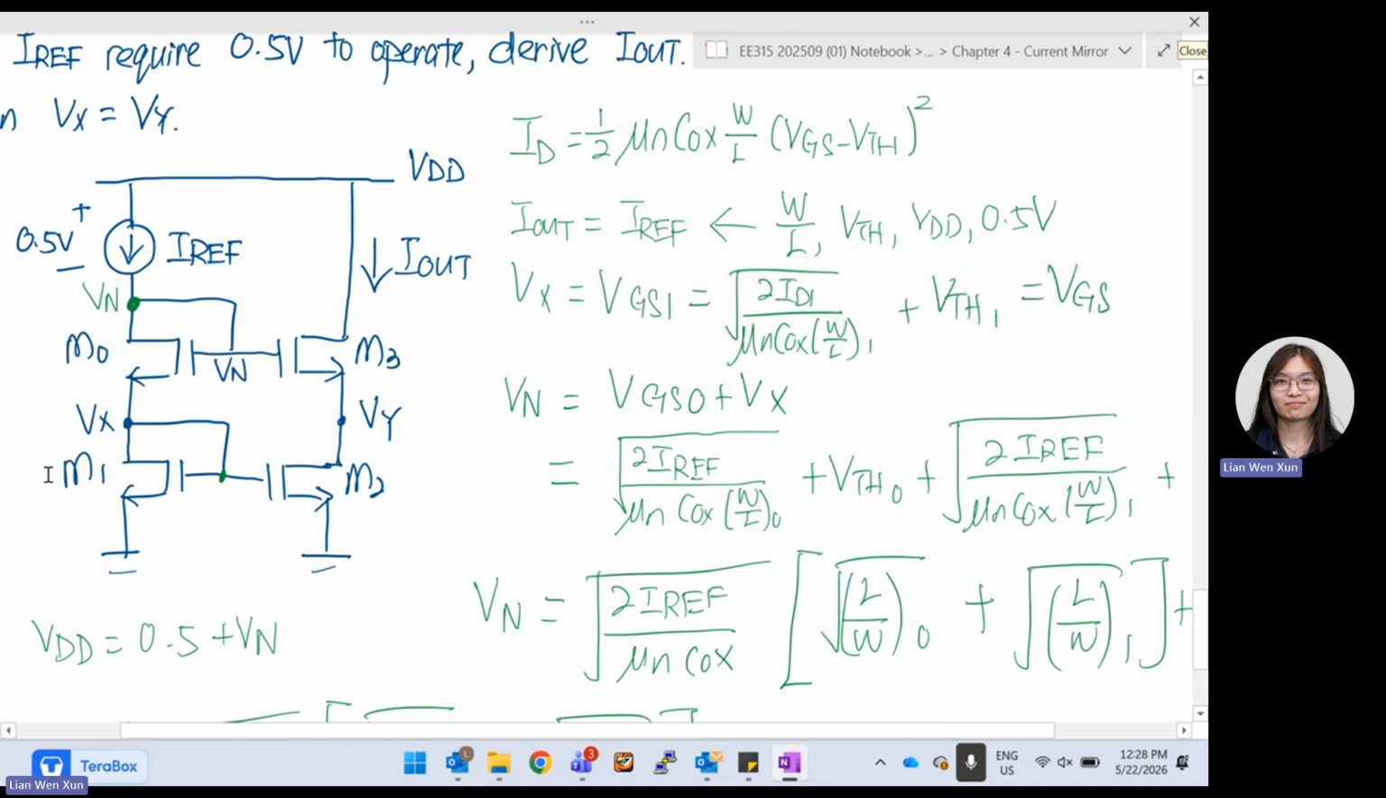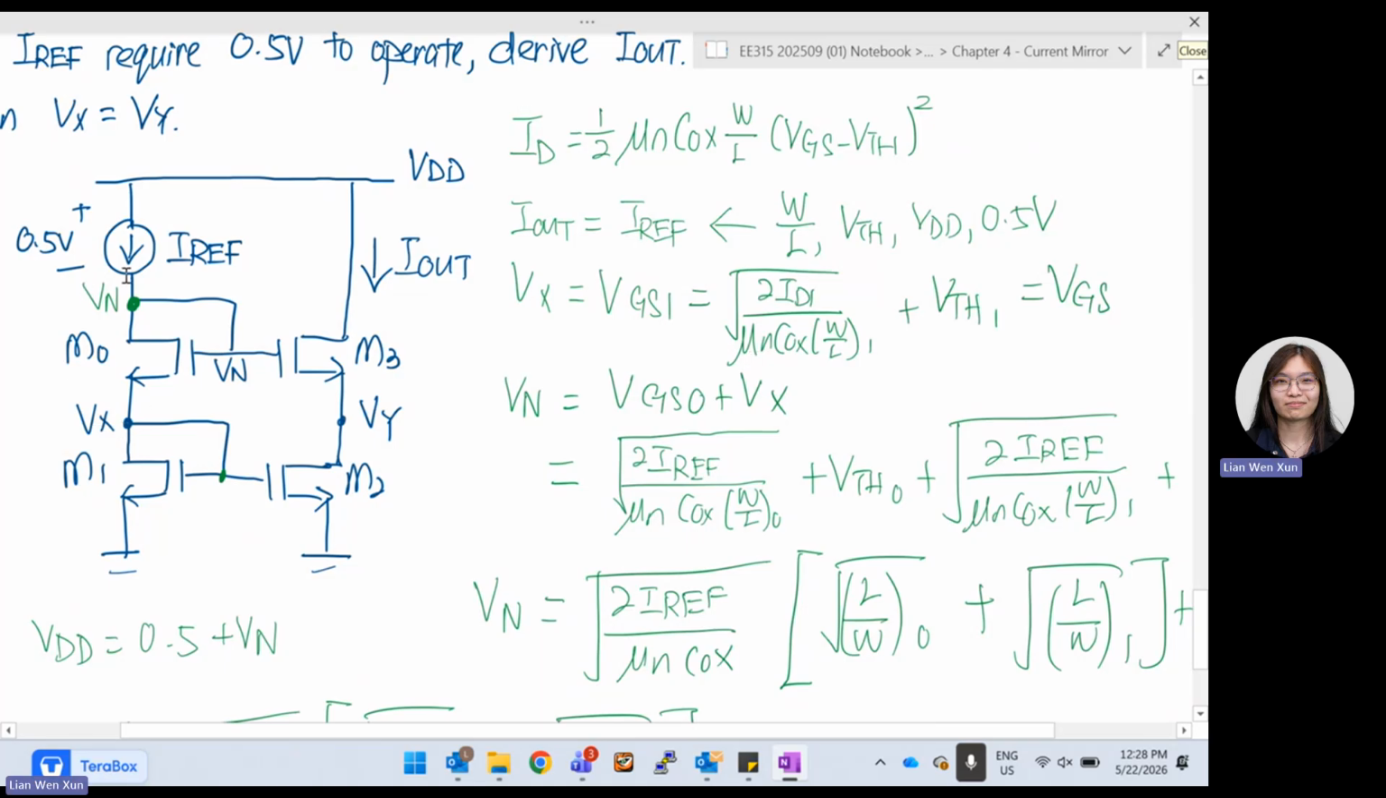We are deriving Vx first. We go part by part. We want to know what's the total voltage drop over here. So we go part by part, we find Vx. We know it is VGS. So VGS basically is the ID current flowing, so we use back this equation. It is equal to this whole thing.